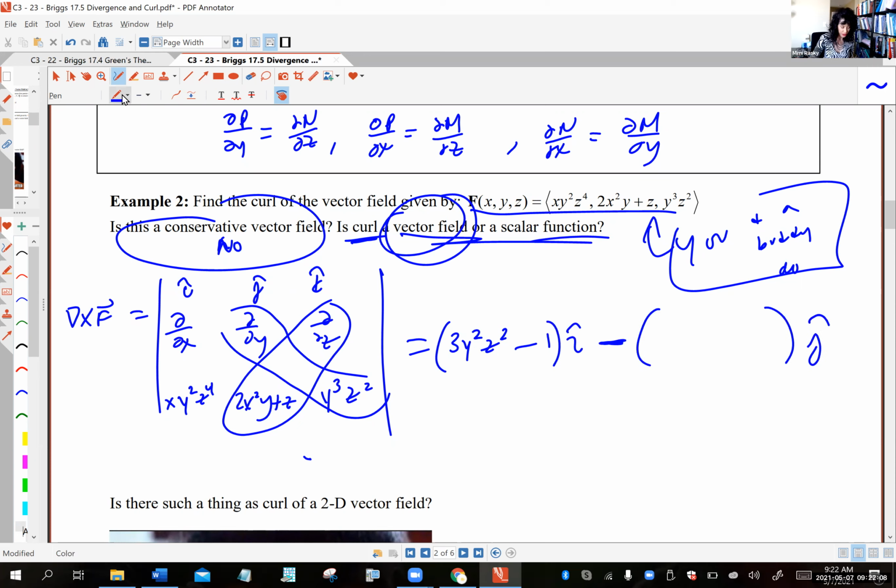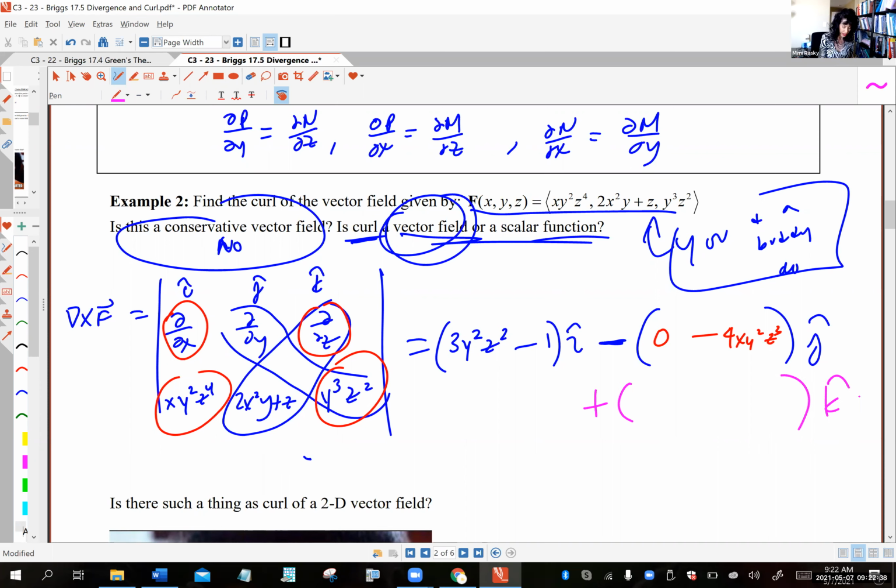So let's do this. You're going to have d/dx of y cubed z squared. Well, there's no x's in there, so 0. Minus d/dz of x y squared z to the 4th. Well, that looks like it's going to be 4xy squared z cubed. So that's kind of ugly, but all right. And then you're done with the j hat component, and then you'll go plus something times k hat.